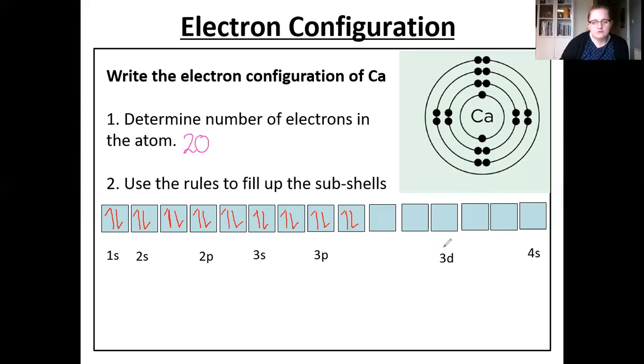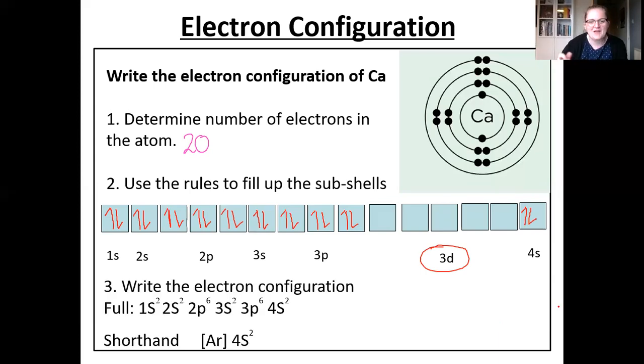We do not, as we remembered, go to 3d because 3d has a higher energy level than 4s. So we go to 4s, and that would be it, filled out, showing the spins. So that's the whole thing written out. We've determined the number of electrons in the atom and used the rules to fill up the subshells. Now we can write the full electron configuration using those subshells: 1s2, 2s2, 2p6, 3s2, 3p6, and 4s2, with no 3d there because we filled up the 4s orbital.